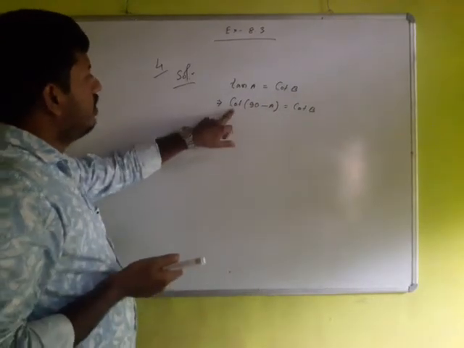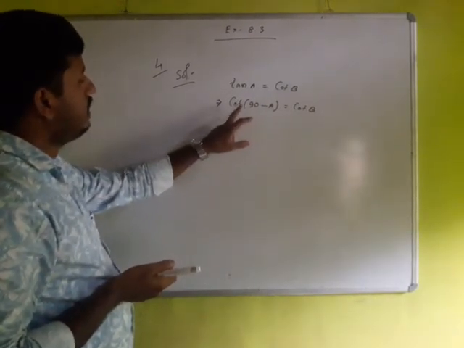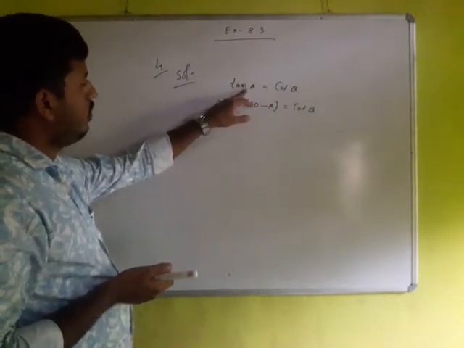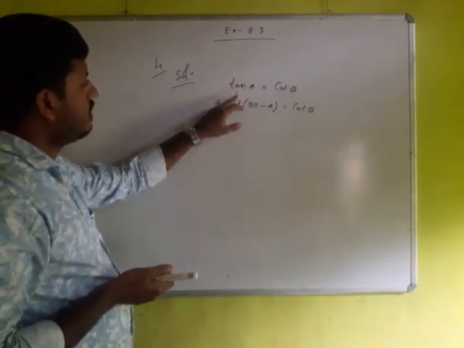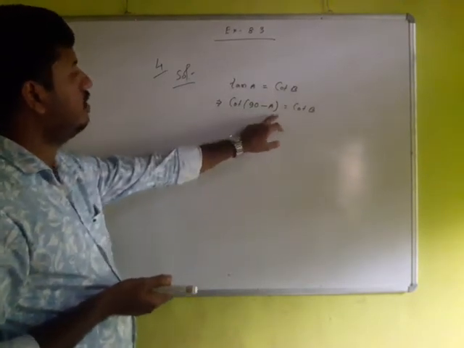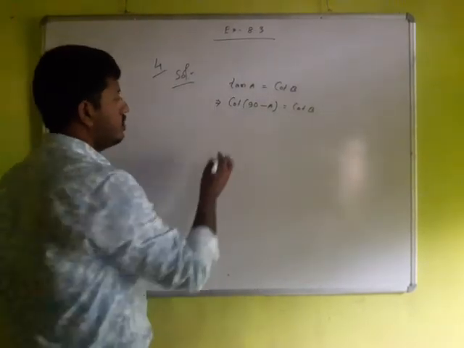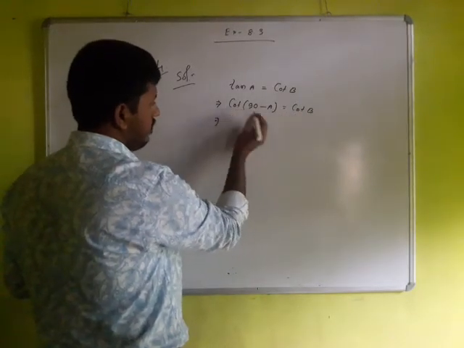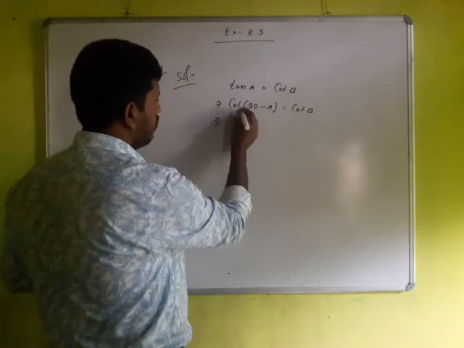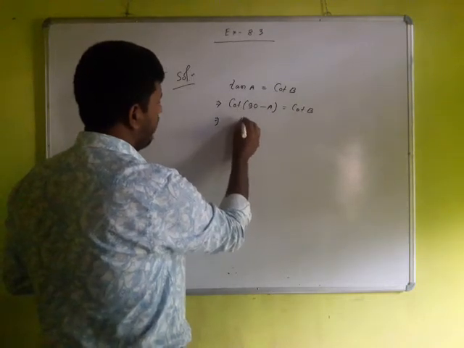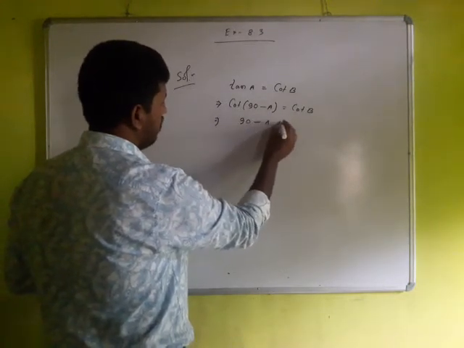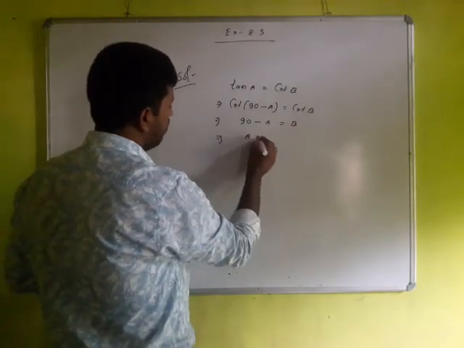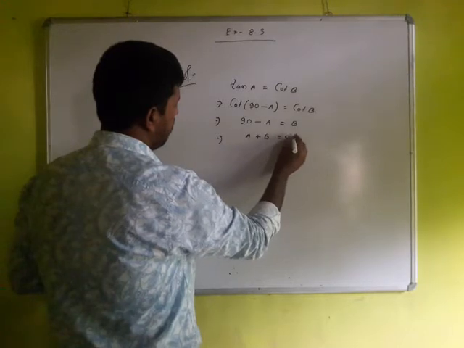Where does this cot come from? We know the formula, that is, cot 90 minus theta equal to tan theta. So from this formula we can write tan A as cot 90 minus A, and cot B will remain the same. So eliminating the two ratios, since the two ratios are the same on either side of the equation, cot can be removed. 90 minus A equal to B, then A plus B equal to 90.